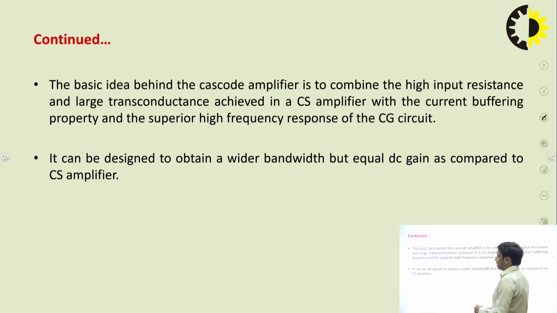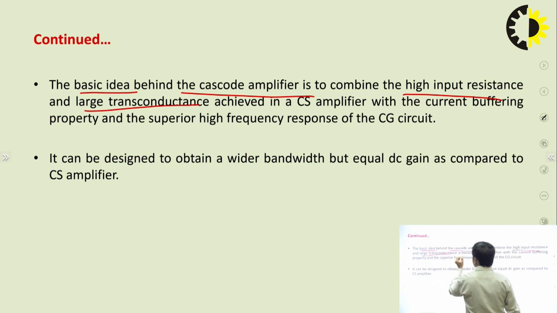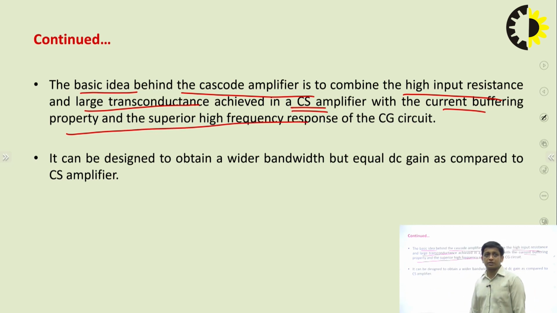So I have already discussed the basic idea behind the cascade amplifier, that is to combine the high input resistance and large transconductance achieved in CS configuration. These are two advantages: high input resistance and large transconductance of CS configuration, with the current buffering property and the superior high frequency response of CG, that is the common gate circuit, right? The common gate has a current buffering property because the current gain of the common gate configuration is unity.